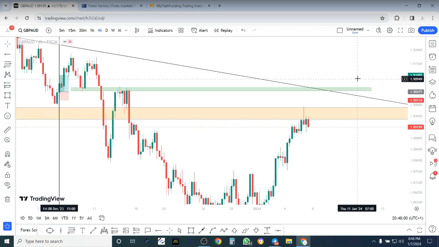I'm up 5%, risking 1%. I'm up 5%. I have a solid strategy. No greed, nothing, just executing each time I see my setup. That's how simple trading is. So yeah, back to the analysis.